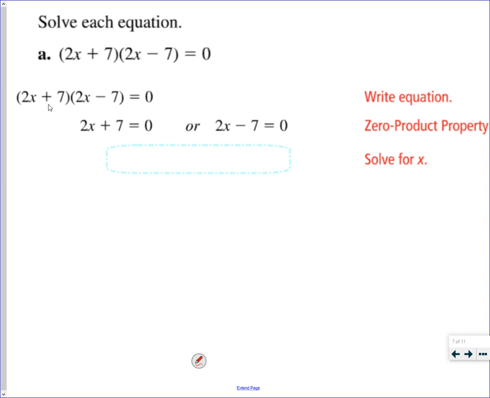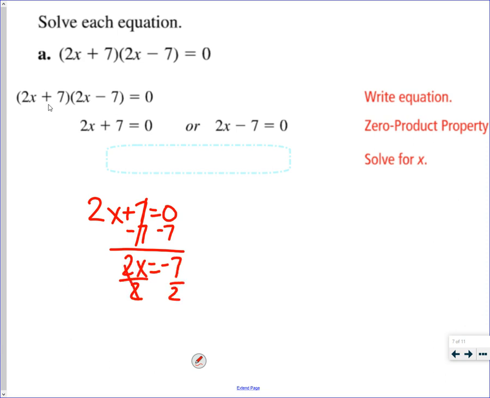How to solve these, I would start by, let me write it down here. 2x plus 7 equals 0. I would get rid of the 7. And then I would divide by the 2. And please remember, we are perfectly fine with improper fractions in algebra. You don't have to change that into negative 3.5 or any other way to write that. Negative 7 over 2 is fine. For the other equation, it just changes our sign.